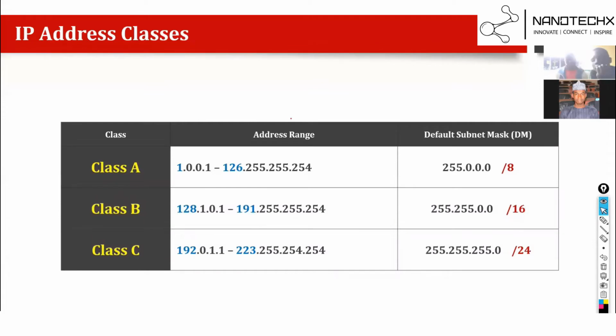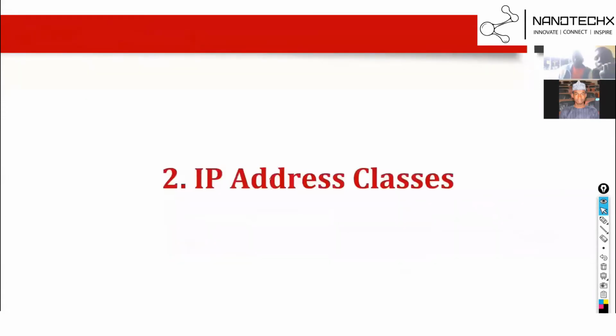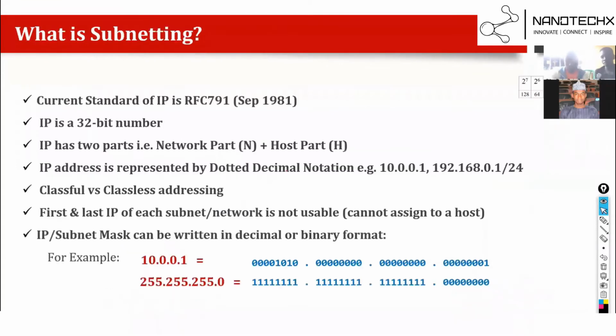We will come to classes now. I just wanted to tell you classful and classless. We'll go back there again. And then, the first and last IP of each subnet is not usable. These are some of the rules which we need to learn if we want to learn IP addressing and subnetting, and without IP addressing and subnetting, you cannot be a network engineer. You cannot learn anything. So the first and last IP of each subnet is not usable. We cannot assign them to any host.